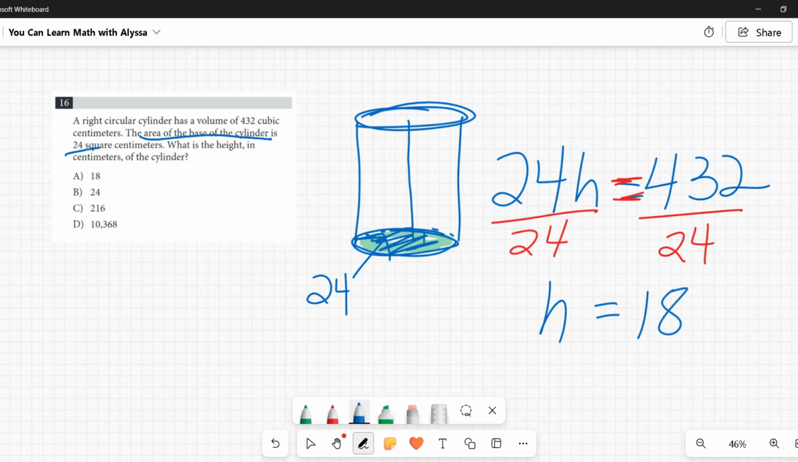The height is 18. Some variations of this type of problem would have asked you to find the area of the base. They might have just given you the radius and required you to know that the area of a circle is pi r squared, and then divide the volume by that. They helped us out a lot by just telling us the area of the base is 24. So if we know that for a cylinder it's area of the base times height, 24 times the height equals 432. They're actually being nice for once. Height is 18. That is A.